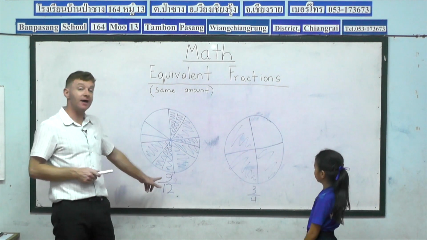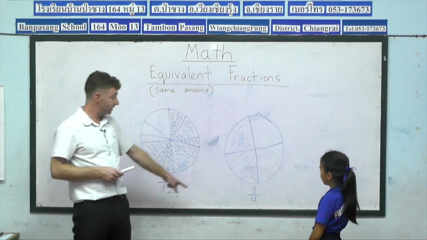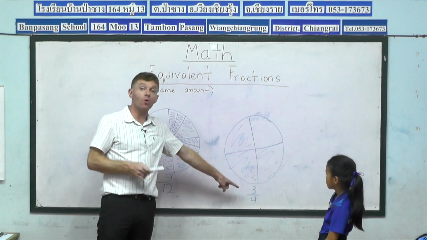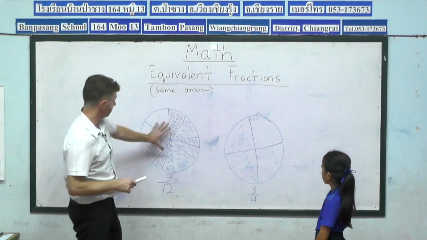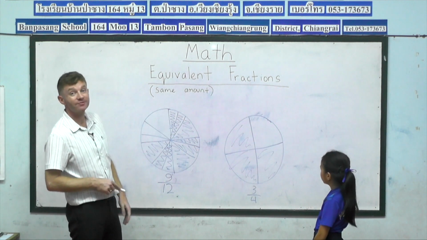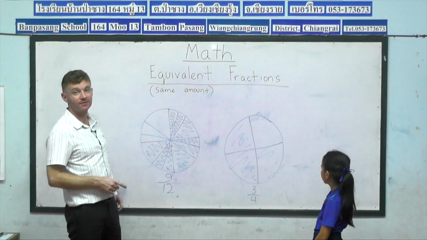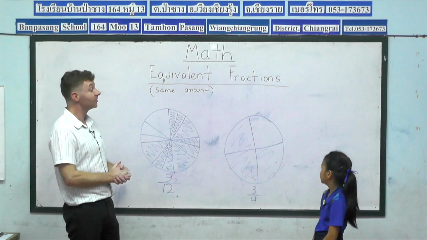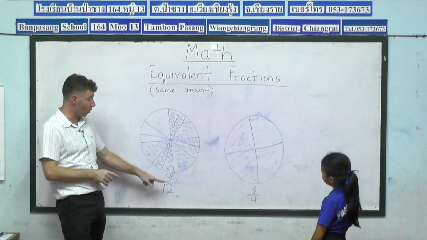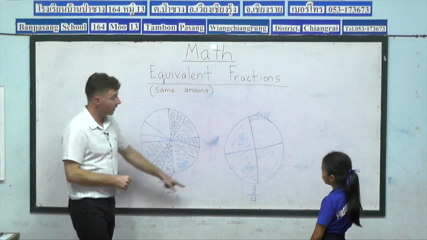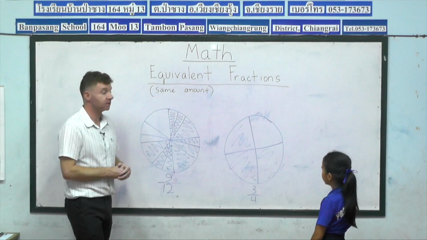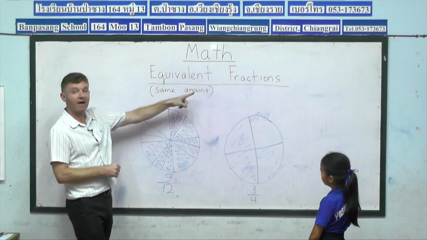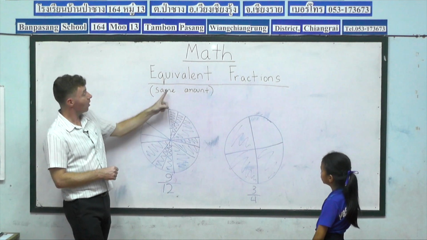Here we have 9 over 12. Here we have 3 over 4, or 3/4. And if you look closely, they both represent the exact same amount, which is equivalent fractions. So one last time, guys, 9 over 12, 3/4, equivalent fractions of the same amount.